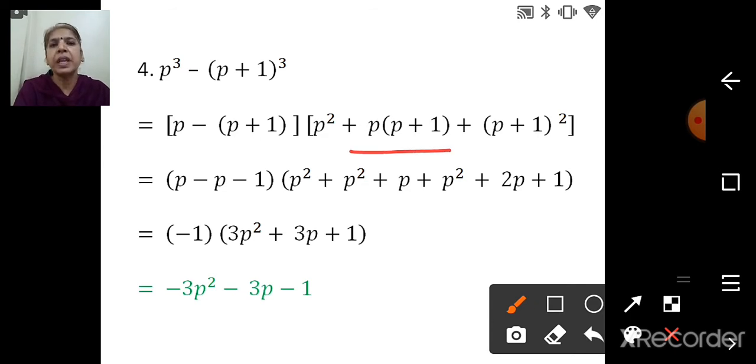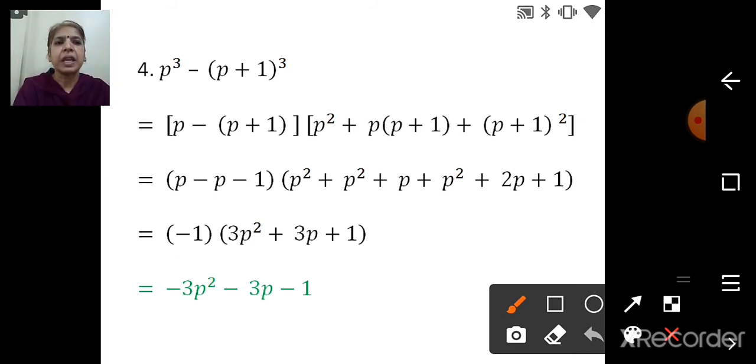Now p multiply with p plus 1. So p multiply with p square, p multiply with 1, p. So p square plus p, plus (p plus 1) the whole square, that is (a plus b) the whole square. So formula is p square plus 2p plus 1. Now we will simplify the first bracket. p minus p children, became 0, cancel. So what is remaining is minus 1.